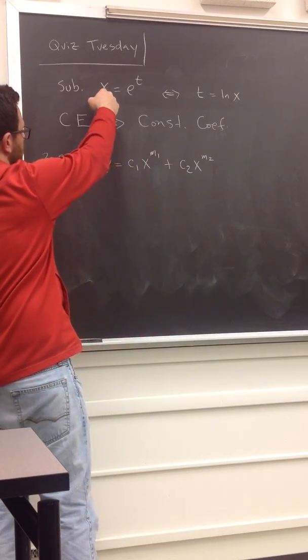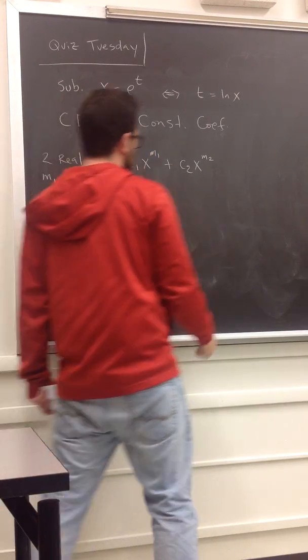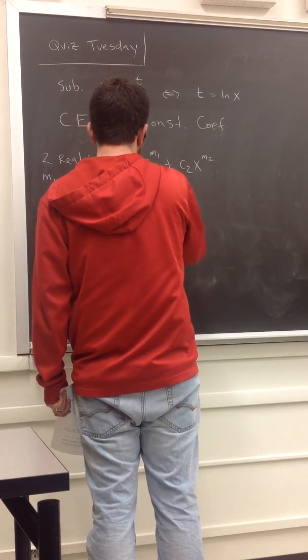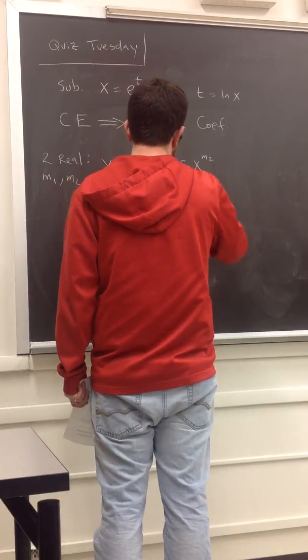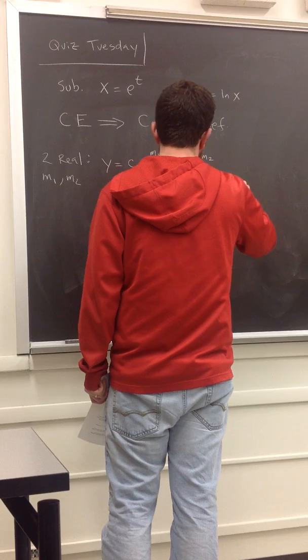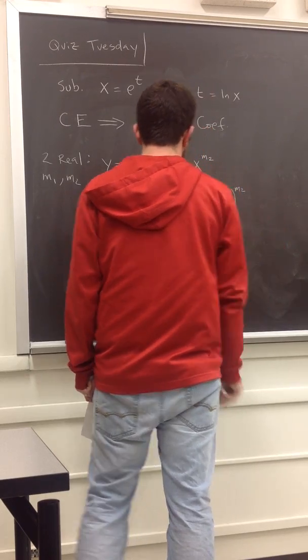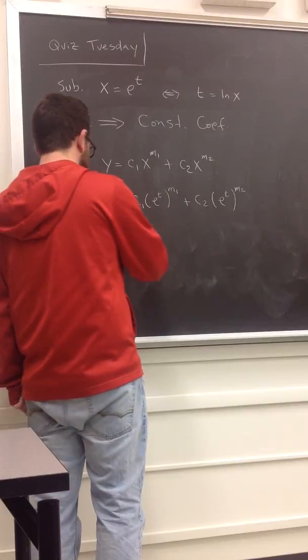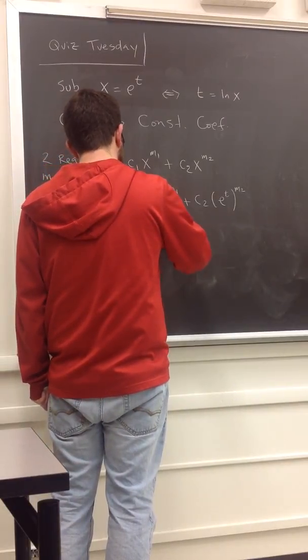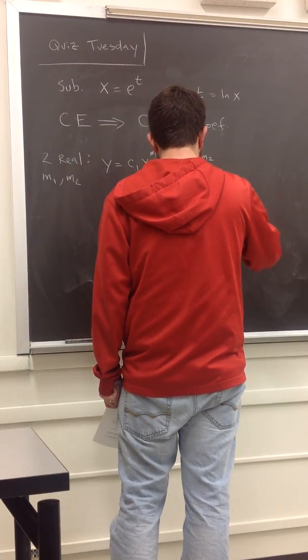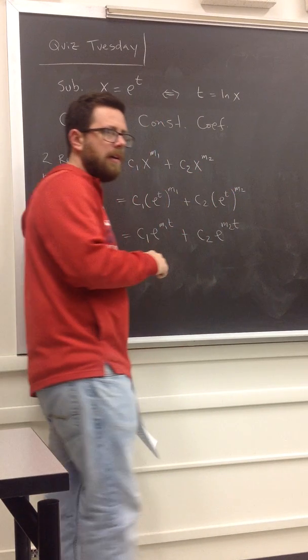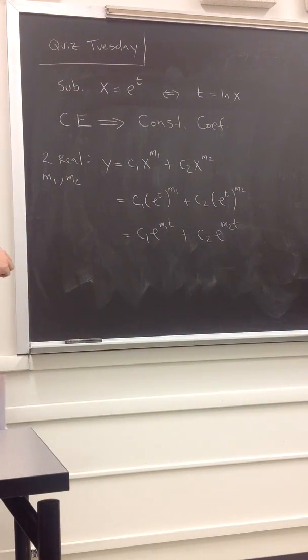So if we replace x with e to the t, then this is C1 e to the t to the power m1, C2 e to the t to the power m2. Right, and these exponents multiply. So this is C1 e to the m1 t, C2 e to the m2 t. Do I recognize this? What a solution to an equation with constant coefficients that has two distinct solutions looks like.